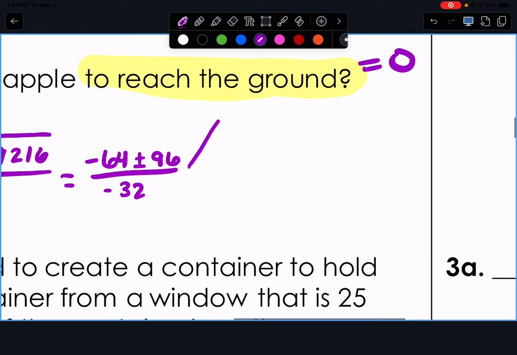Okay, so our first case, we will have negative 64 plus 96 divided by negative 32. What is that going to be? Could we divide both of them first and then add them? Yeah, it would be a little bit more complicated though, but you can do it that way. You should get negative 1.